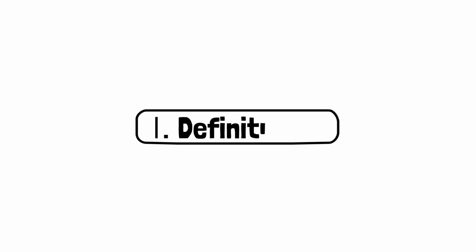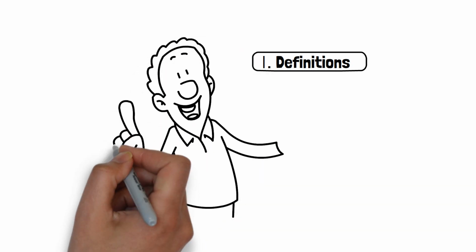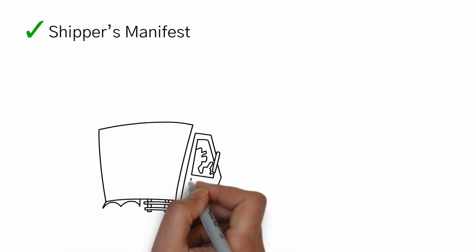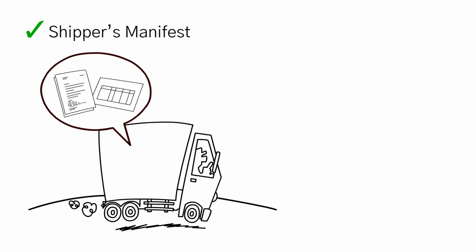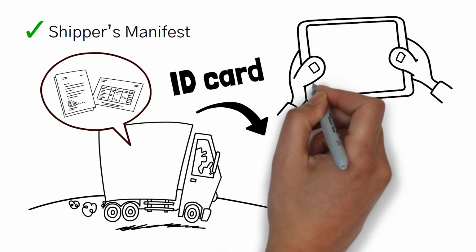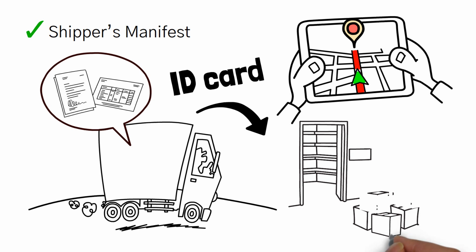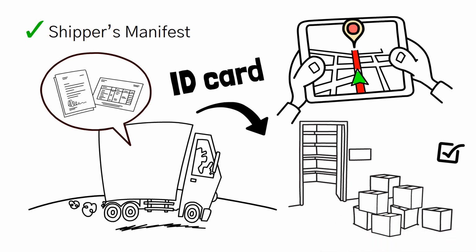First, definitions. To start, let's go over a few terms that will come up during our training. Shipper's manifest. Think of the manifest as the ID card for each shipment. It's a legal record that lists everything in the shipment, where it started and where it's headed. We use this to verify that what we received matches what was ordered.